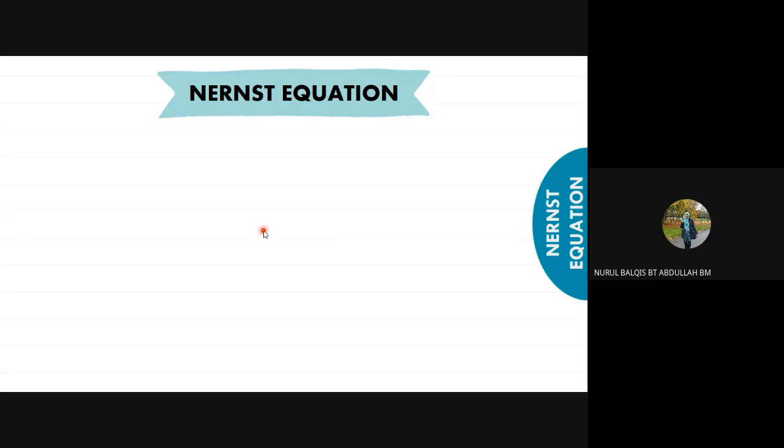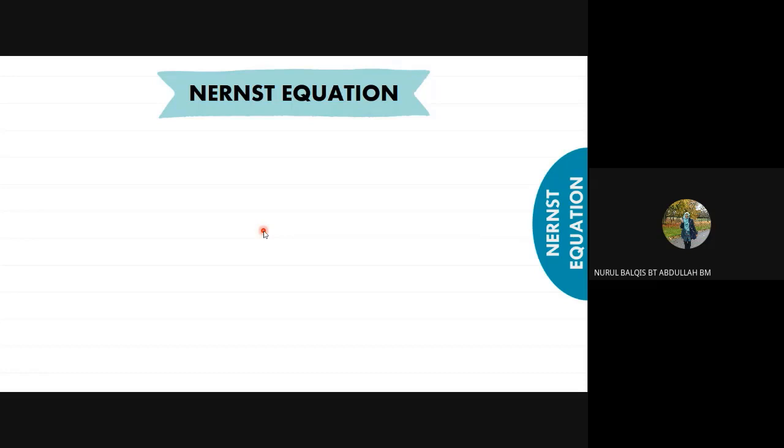Okay. What if kita tak ada standard condition? Given to you in the question, different concentrations apart from 1 molar. Given to you different concentrations selain 1 molar. Kita tak boleh kata dia at standard condition. Kita kena cakap dia at non-standard condition, non-equilibrium condition. That's why we need to know this Nernst equation.